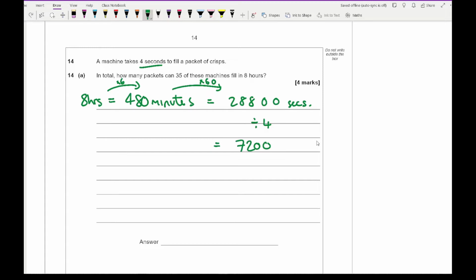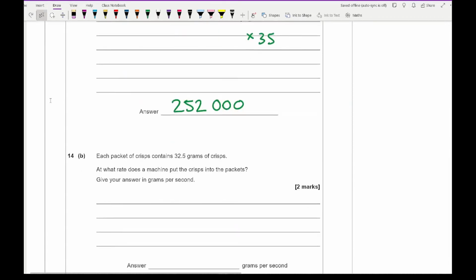Now it says that we've got 35 machines, so I then need to multiply that by 35, and that will give me an answer of 252,000. And that's how many packets can be filled by those 35 machines in 8 hours.